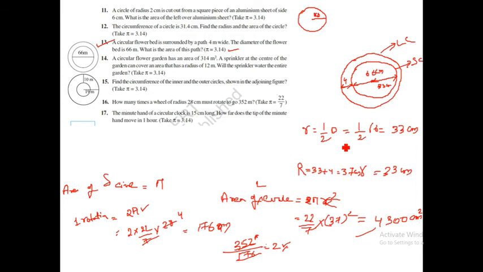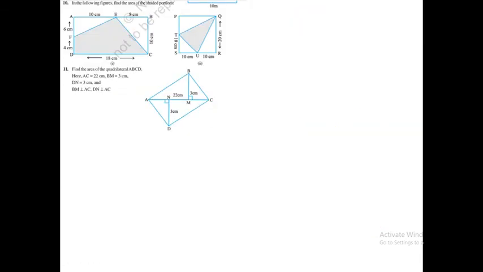So let's go to another exercise. Now this exercise is important. Let's start with this question, question number 10.1. It's given, find the area of the shaded portion. So we have to find this area, the shaded portion. This is a kind of irregular figure. Now we have to make it a regular figure.